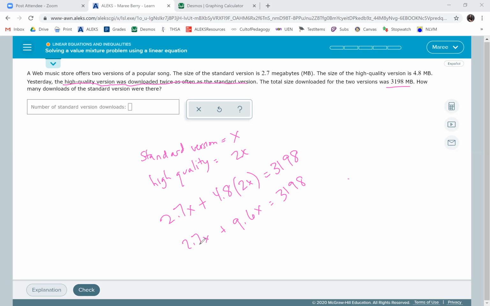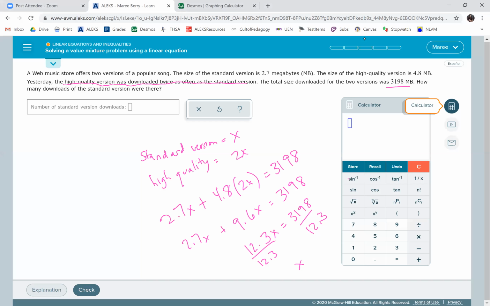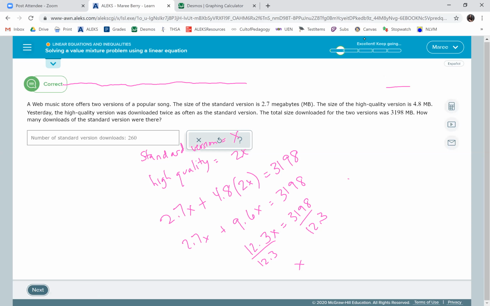And then we add the 2.7 and the 9.6, which is 12.3x. Okay, then we're just going to divide that by 12.3, and that will give us the standard version that we're looking for. So I just do 3198 divided by 12.3. So there's 260. Now you should have a whole number here for that. So I'm going to assume what I wrote is correct.